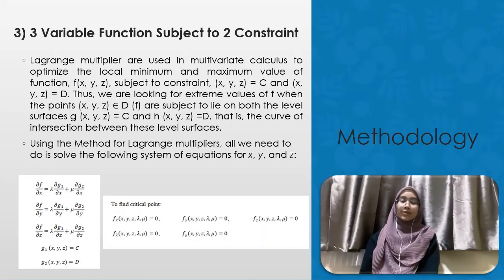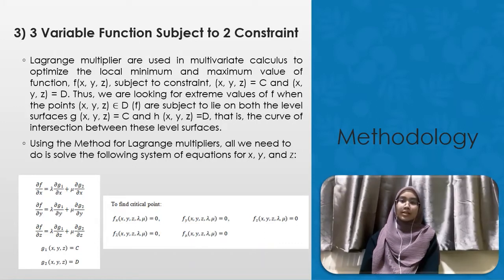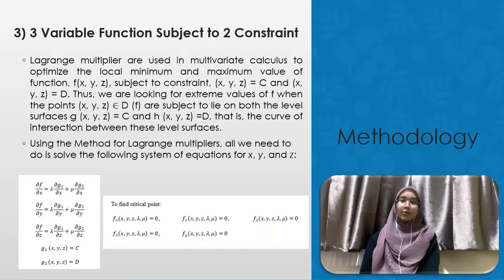As you can see in the picture, if P(x0, y0, z0) is a point that produces an extremum of f when restricted to the curve of intersection of two level surfaces, then the gradient of f at (x0, y0, z0) will be perpendicular to the curve of intersection. The gradient of f at (x0, y0, z0) is a linear combination of the gradient of g1 at (x0, y0, z0) and the gradient of g2 at (x0, y0, z0).